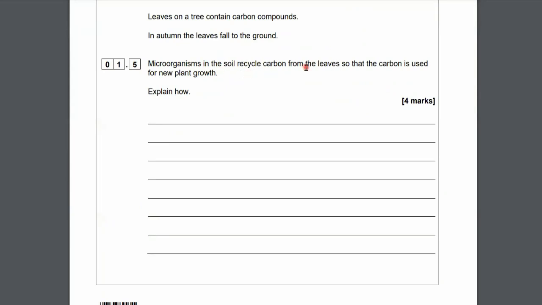Leaves on a tree contain carbon. In the autumn, leaves fall to the ground. Microorganisms in the soil recycle carbon from the leaves so that the carbon is used for new plant growth. Explain how for 4 marks. This is 1.5. Let's get into it.